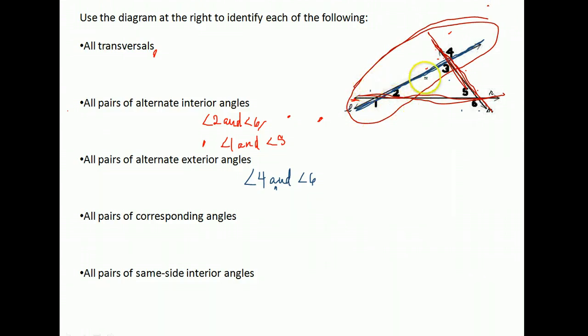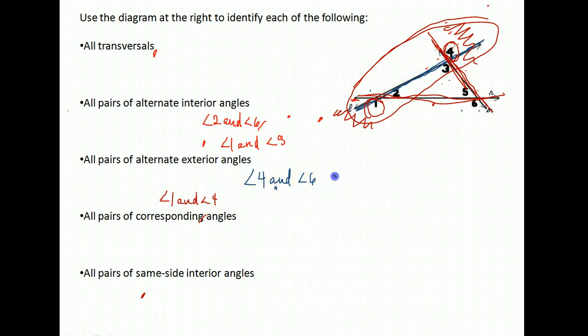I want alternate exterior. Again, exterior is on the outside of our two lines. Here's the middle. This is inside of the pair of lines. Exterior would be anything out here or out here. I have an exterior angle. This angle 1 is exterior. And notice angle 4 is also exterior. 2 and 3 are on the interior. Are 1 and 4 alternate? Yes, 4 is above the transversal, 1 is below. They're on opposite sides of the transversal. So angle 1 and angle 4 are also alternate exterior angles, but using a different transversal.